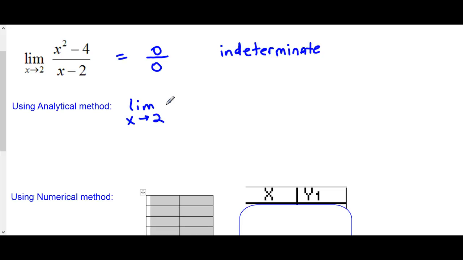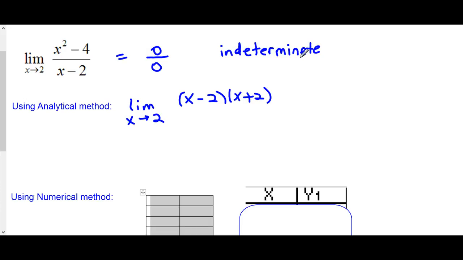So plugging the number in for a limit question is pretty much always a good idea. And if you get a number as an answer, run with it. That's your answer. It must have been a continuous function. If you get a weird situation like division by 0 or 0 over 0, then try to do something to simplify the expression. In this case, I can factor the numerator, right? So x squared minus 4 is the difference of 2 squares. It's x minus 2 times x plus 2.